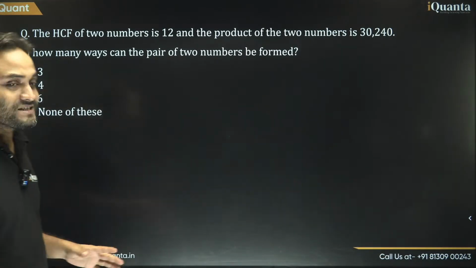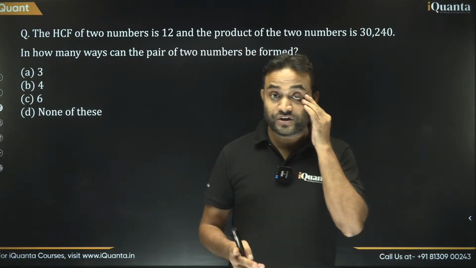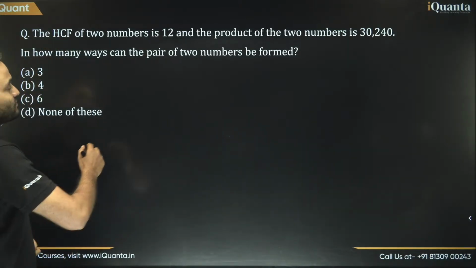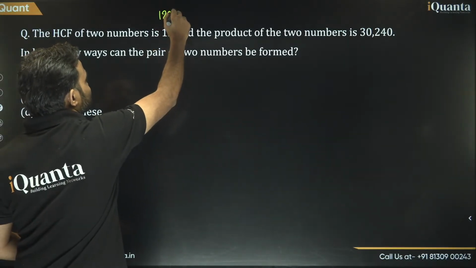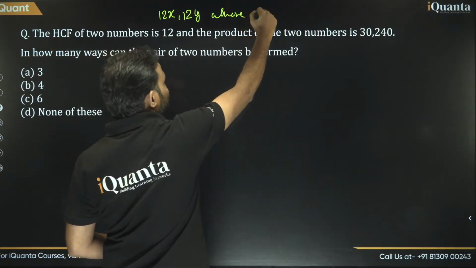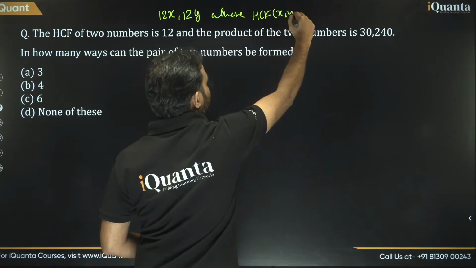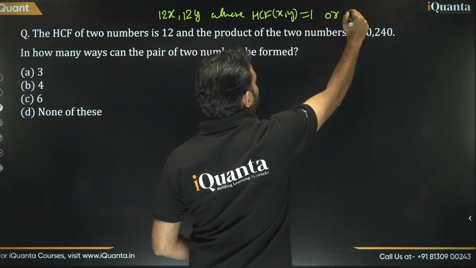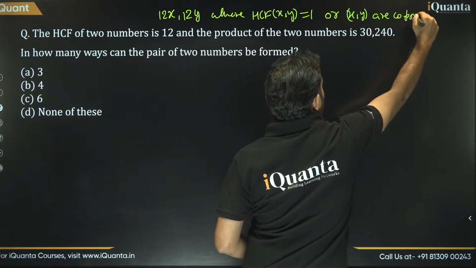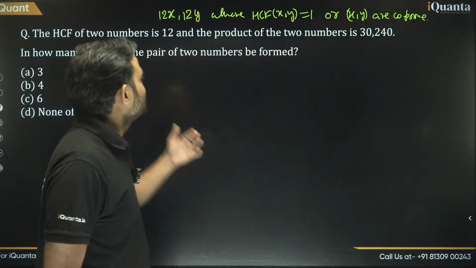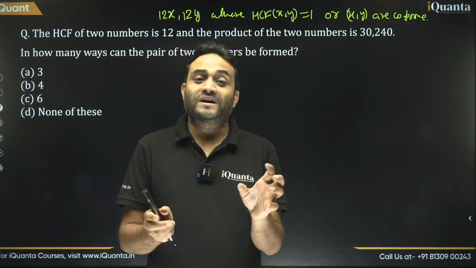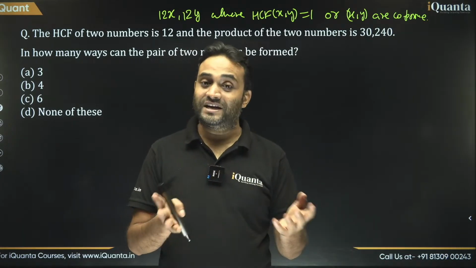So how do we solve these type of questions? To solve these type of questions, you need to know two particular concepts. One of them is: if the HCF of two numbers is 12, then we can take one of them as 12x and the other number as 12y, where HCF of x and y is equal to 1, or x, y are co-prime. We have two numbers, one of them is 12x, other is 12y. x and y should be co-prime because for 12x and 12y the highest common factor is 12, so there is no common factor in x and y except 1.